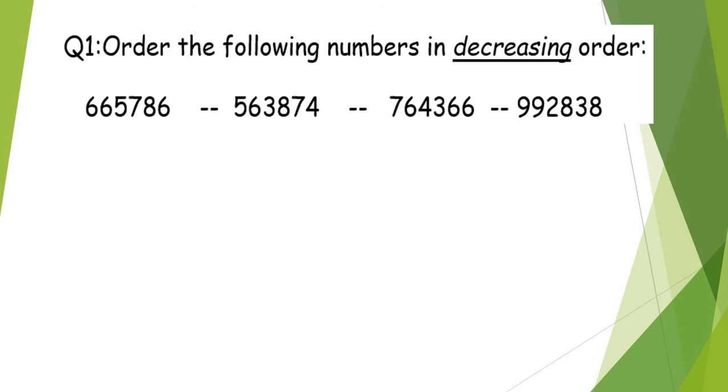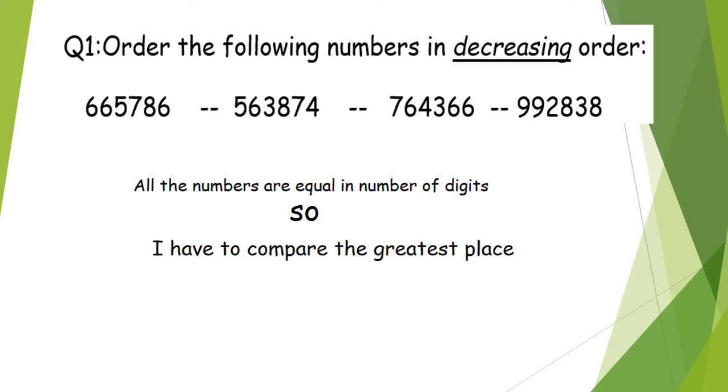Now the first step, always you have to count the places. Count the number of places. Okay, all the places are equal in these numbers. Number of digits. Look at these numbers. They all have what?